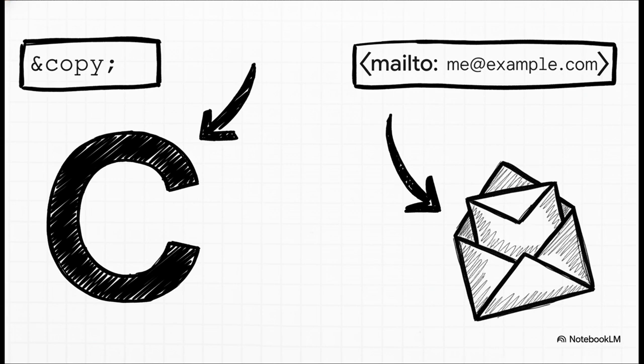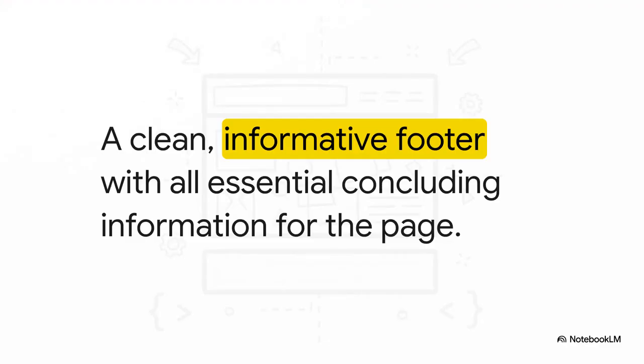To get that copyright symbol to show up, you just use the special code ampersand copy. And to make a link that automatically opens someone's email app, you just set the link's destination to mailto, followed by the email address. Super useful. And there it is, our finished footer. It's clean, it's got all the essential info, and it's all neatly wrapped up inside those footer tags at the bottom of the page.